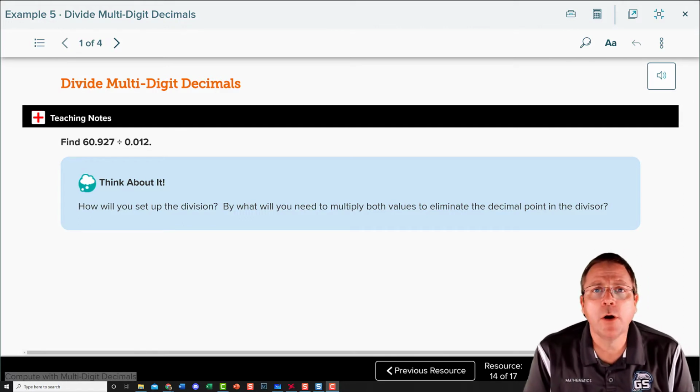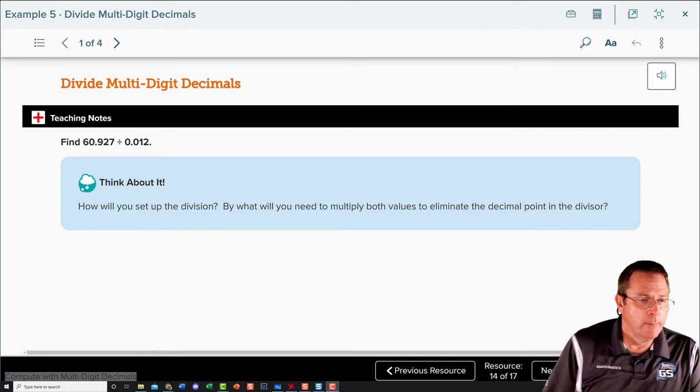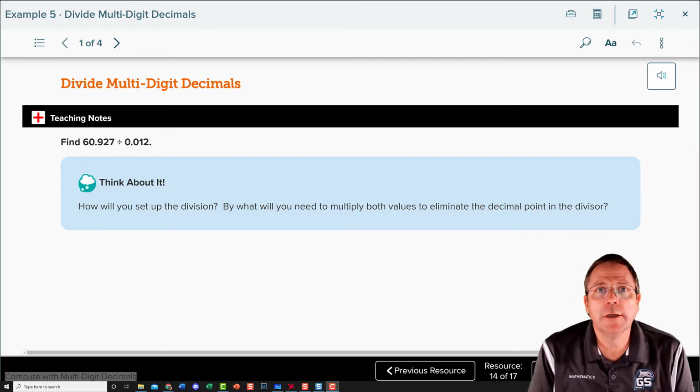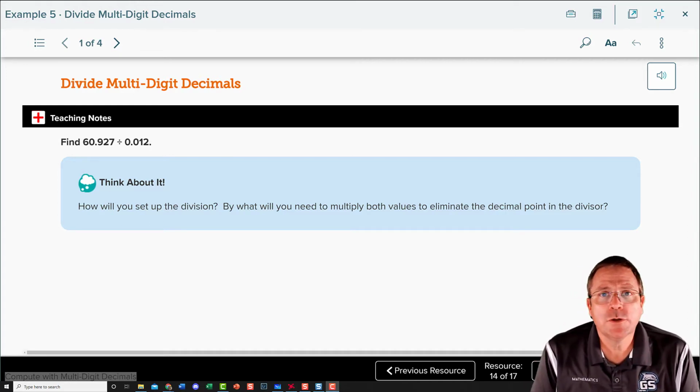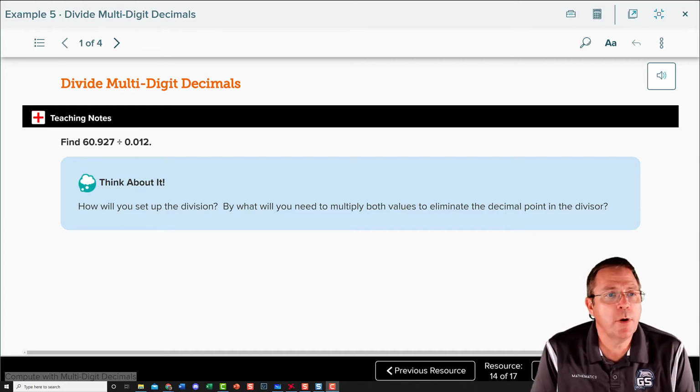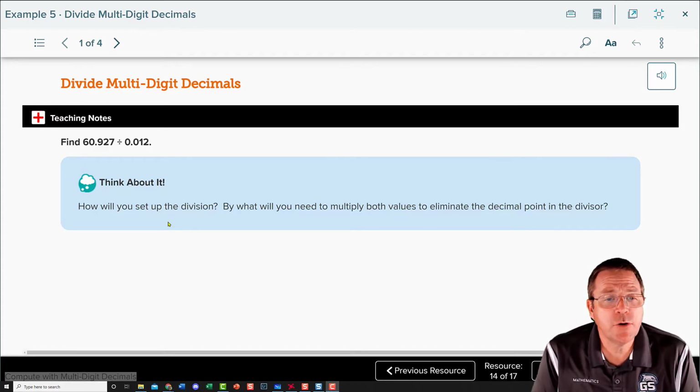Welcome back to part 3 of computing with multi-digit numbers. We're going to finish up this lesson today with this part, and you can see we're starting off with a pretty ugly problem. We're dividing 60.927 by 12 thousandths. First question is, how do you set up the division?